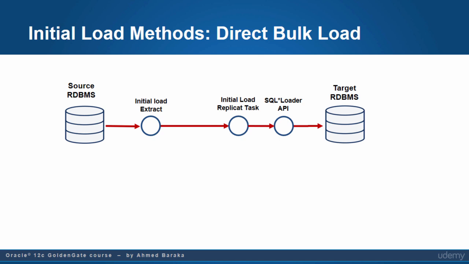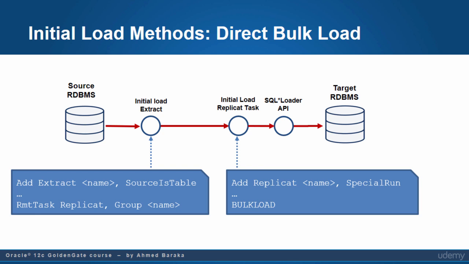Your fourth option for GoldenGate initial load is the direct bulk load. In this method, the initial load extract sends the data directly to an initial load replicat task, which is started dynamically by the manager process. The initial load replicat task interfaces with the API of the SQL*Loader utility to load the data as a direct path bulk load into the target database. The direct bulk load provides the best performance among the initial load methods, but it is only supported in Oracle databases.